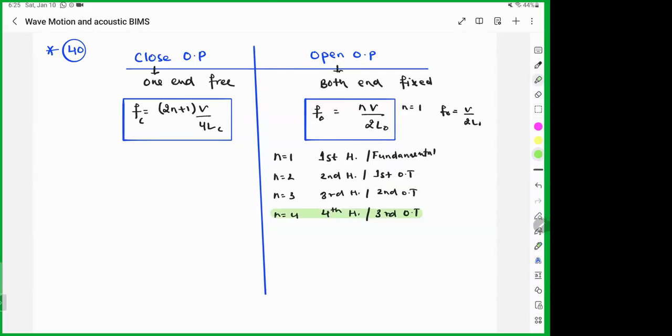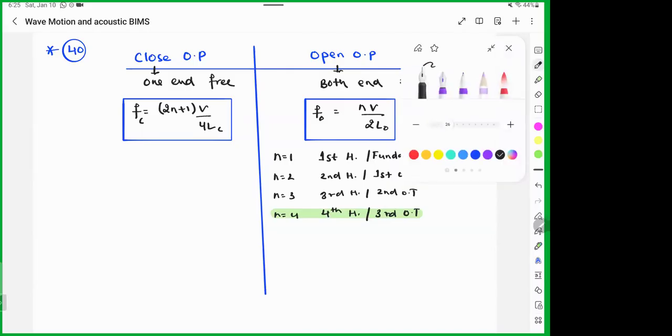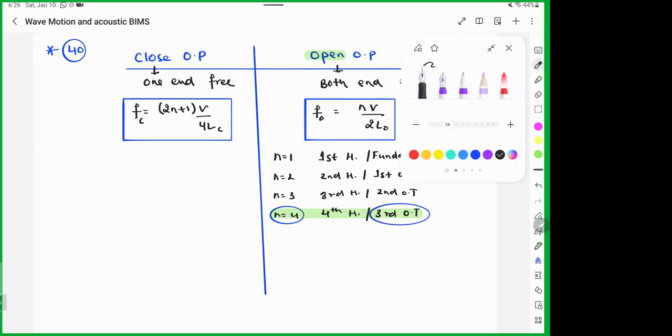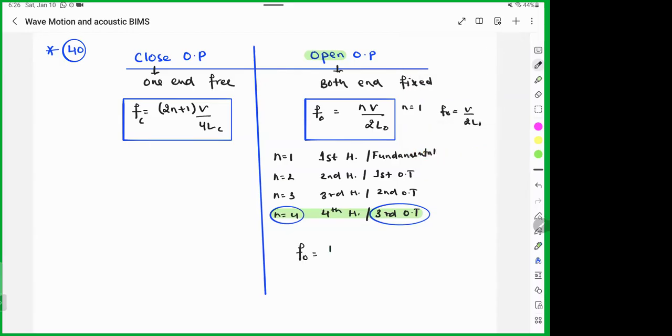According to the question, what is given to you? In the open pipe, you have the third overtone. So you should understand based on this statement that your n value is 4. If in the question it is given open pipe, third overtone, automatically it should come in your mind that n value is 4. If your n value is 4, what will be your frequency? 4V by 2L. We don't know the length, so I will write it.